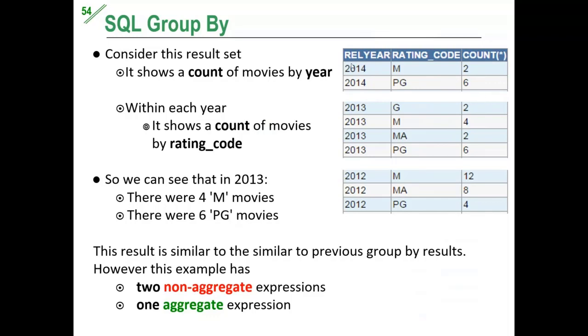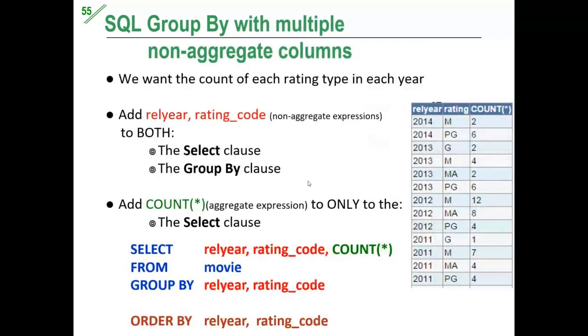Now you need to think about this. In this report, I have three columns: two are non-aggregate and one is aggregate. So two non-aggregate, one aggregate. That means I definitely need a group by clause. So how do we write the group by clause in this case?